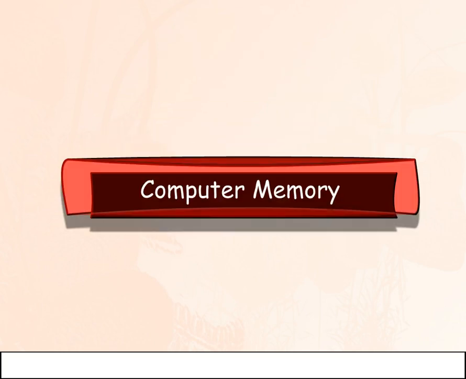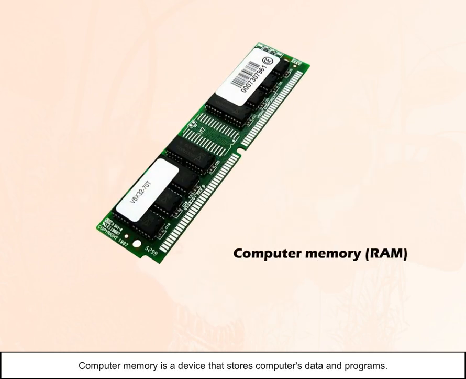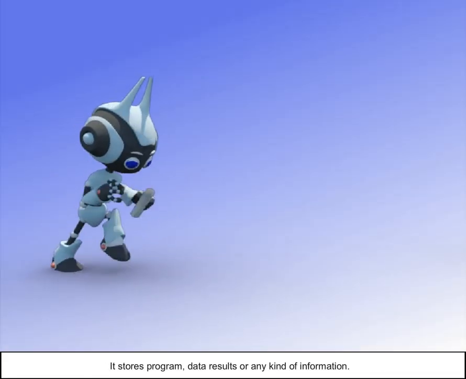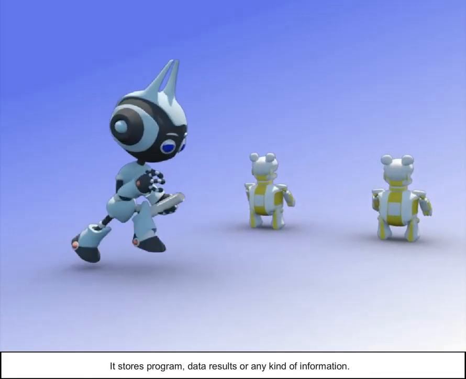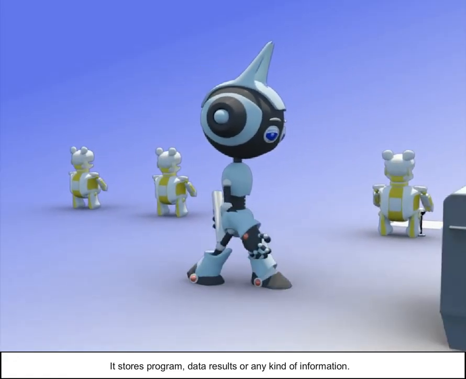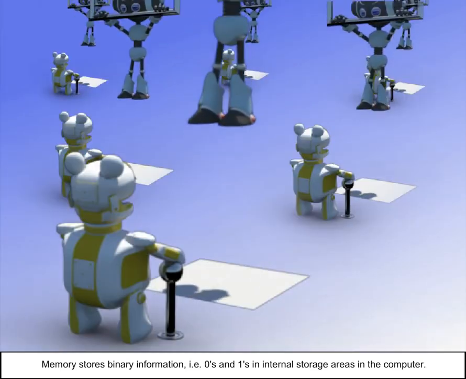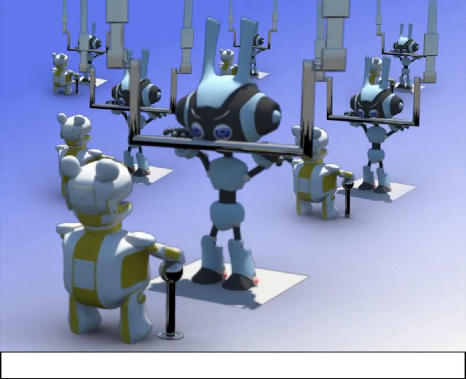Computer memory. Computer memory is a device that stores computer's data and programs. It stores programs, data results, or any kind of information. Memory stores binary information, that is zeros and ones, in internal storage areas in the computer.